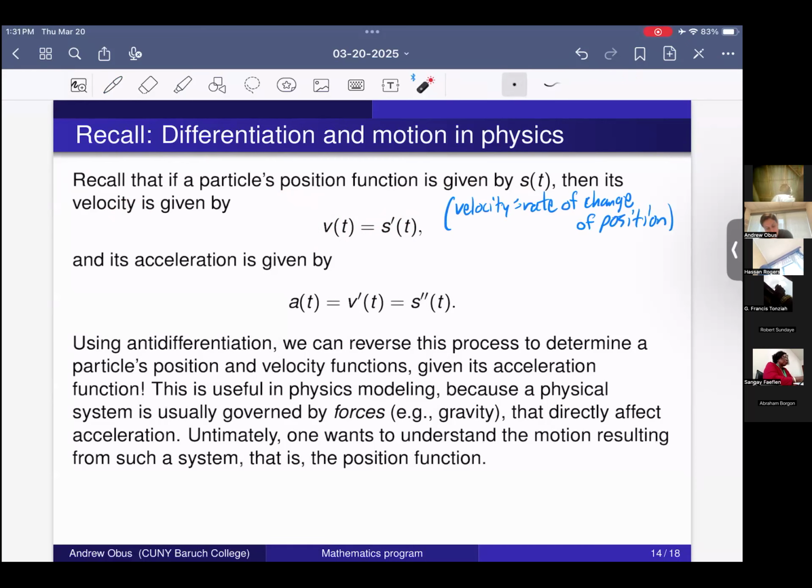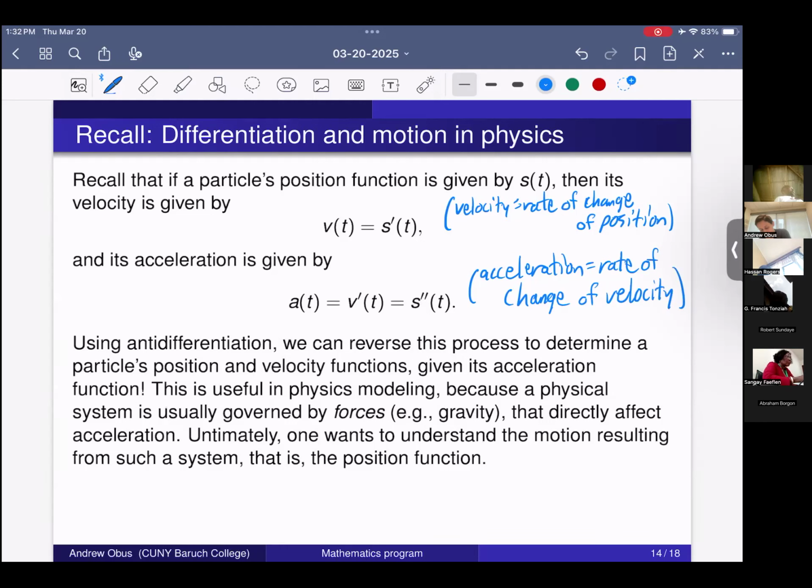We also have that the acceleration is the rate of change of the velocity. That's what acceleration means. So a of t is the rate of change of velocity, and velocity is the derivative of position. So the acceleration is actually the second derivative of the position. If you take one derivative of position, you get the velocity, and if you take another derivative, you get the acceleration. So acceleration equals the rate of change of the velocity.